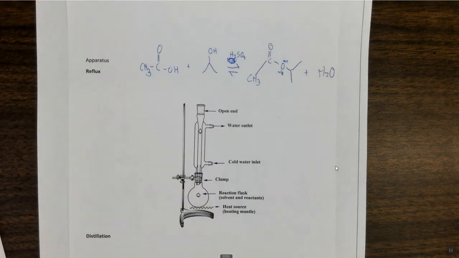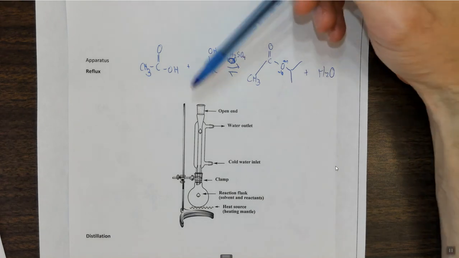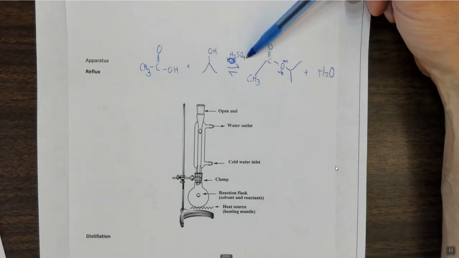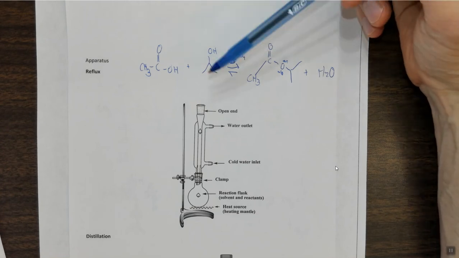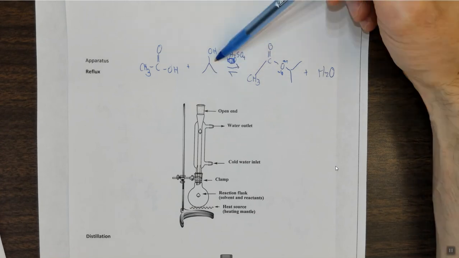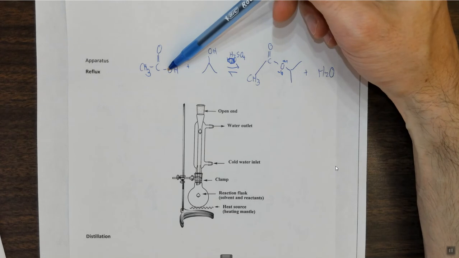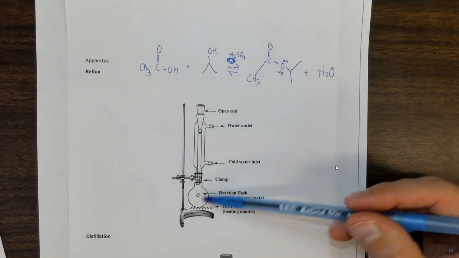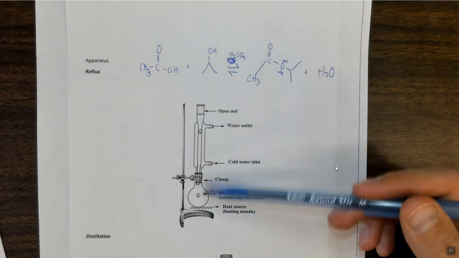So next I want to talk a little bit about how we're actually going to do the reaction. We're going to start with acetic acid, isopropanol, and sulfuric acid. Specifically, we're going to start with 3.5 milliliters of the isopropanol, 7 milliliters of the acetic acid, and around 1 milliliter of the concentrated sulfuric acid. We're going to put that into a round bottom flask, and then we're going to reflux it.